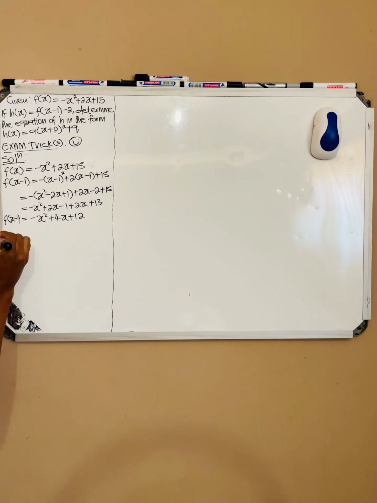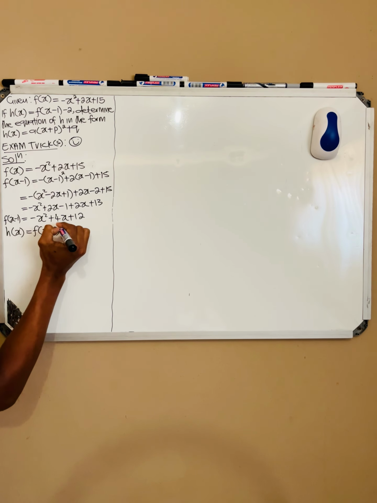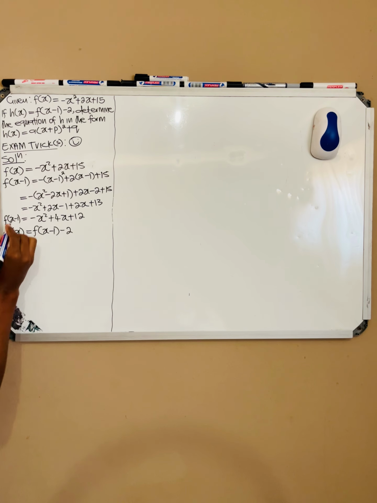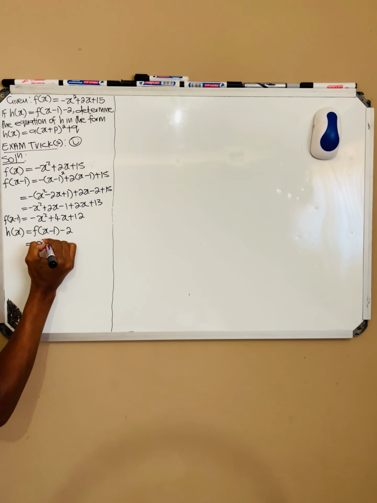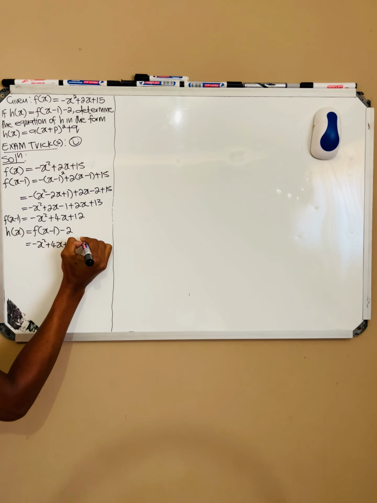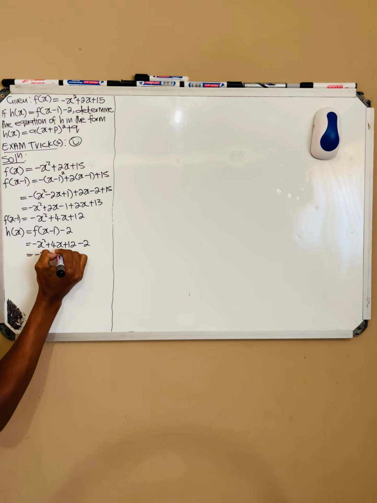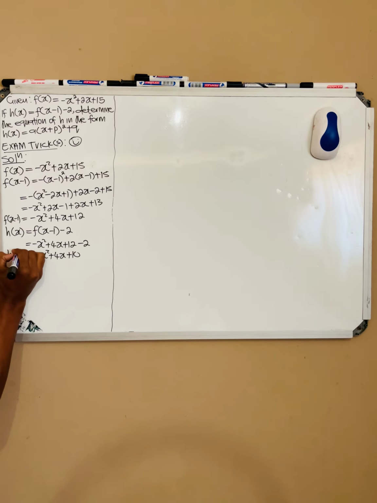Alright, now our h(x). The examiner said h(x) = f(x - 1) - 2. But we know what f(x - 1) is: we got -x² + 4x + 12, then minus 2. Then what do we get? We have -x² + 4x, and 12 - 2 is positive 10. This is our graph, h(x).